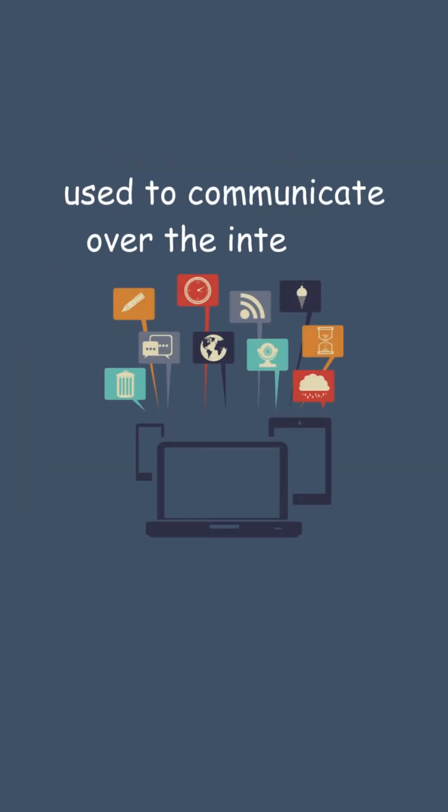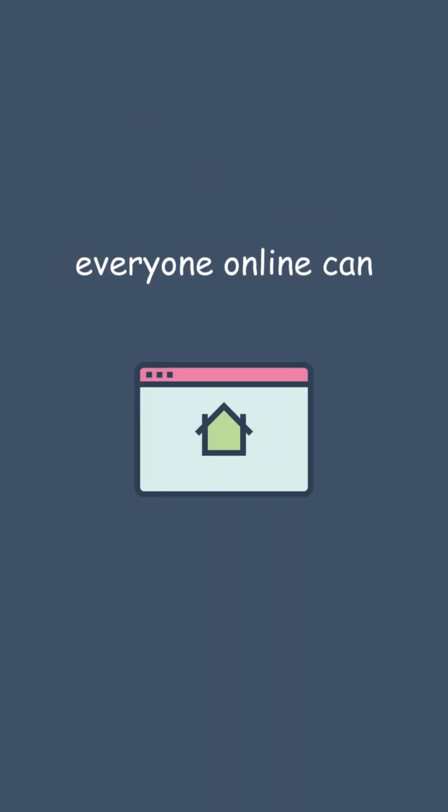Public IP addresses are globally unique. They're assigned by your internet service provider and are used to communicate over the internet. Think of a public IP like your house's address on the main road. Everyone online can find you using it.